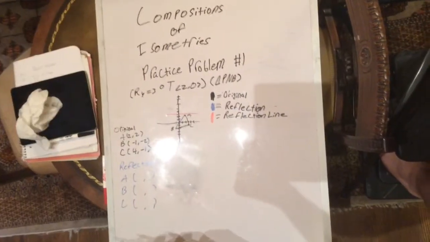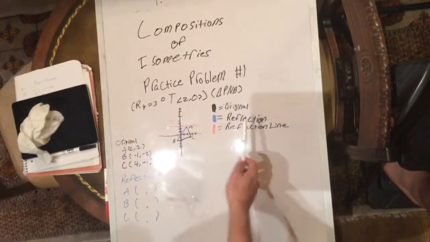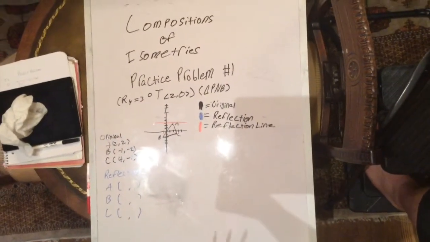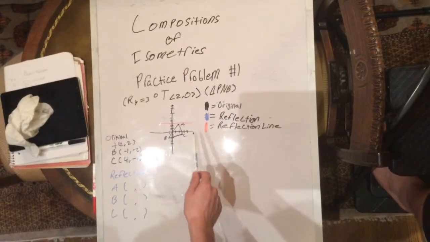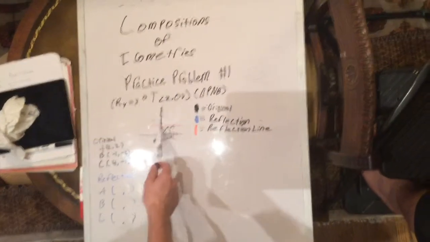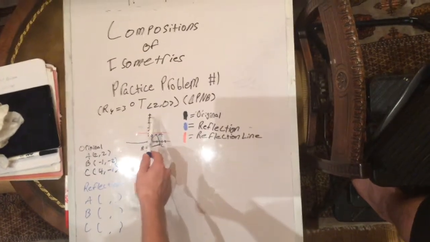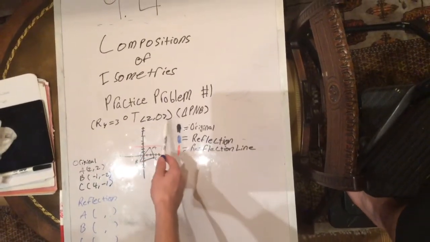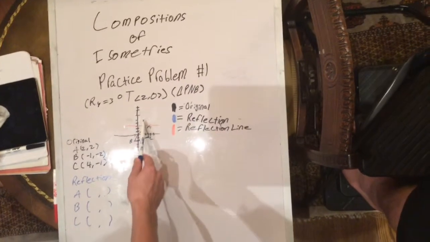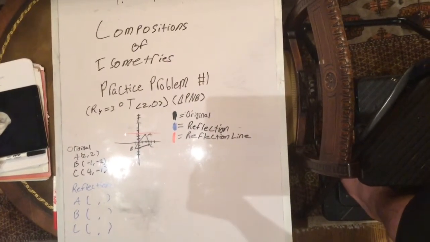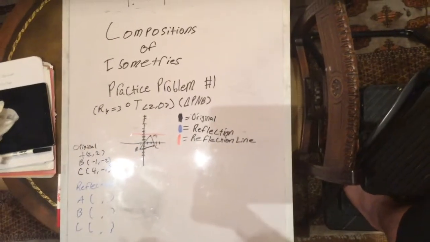For practice problem number 1. Here in black we have the original image that we're going to be reflecting and translating today. And in red we have the reflection line, which is 3, and that's the line we're going to be reflecting across. And then T is the translation, and we're going to be moving it 2 to the right, and we're not going to change the point on the y-axis.